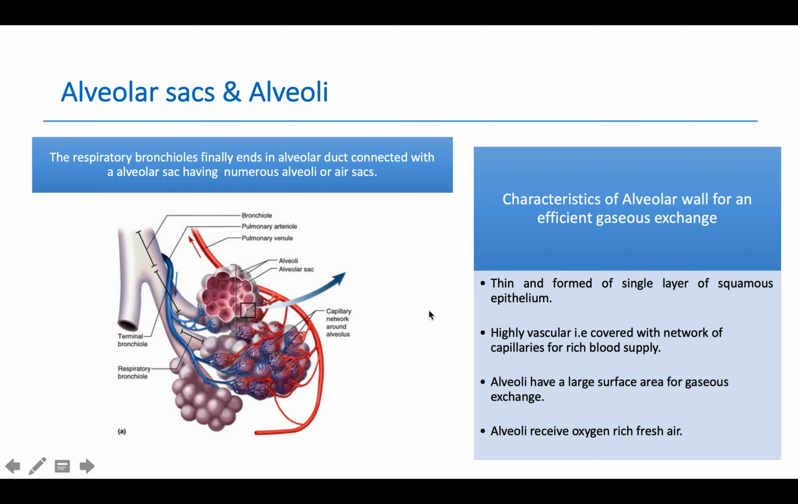Characteristics of alveolar wall for an efficient gaseous exchange. Thin and formed of a single layer of squamous epithelium. Highly vascular, that is, covered with a network of capillaries for rich blood supply. Alveoli have a large surface area for gaseous exchange. Alveoli receive oxygen-rich fresh air.